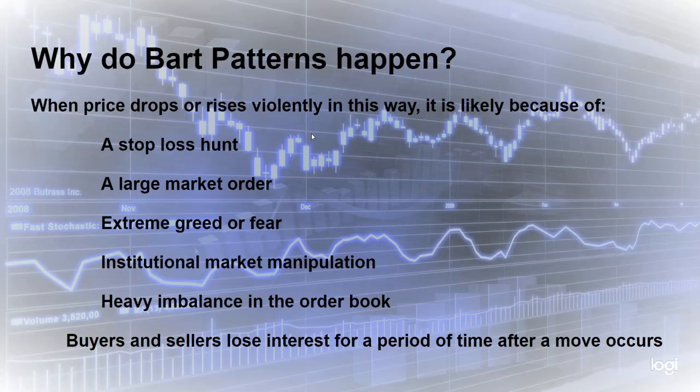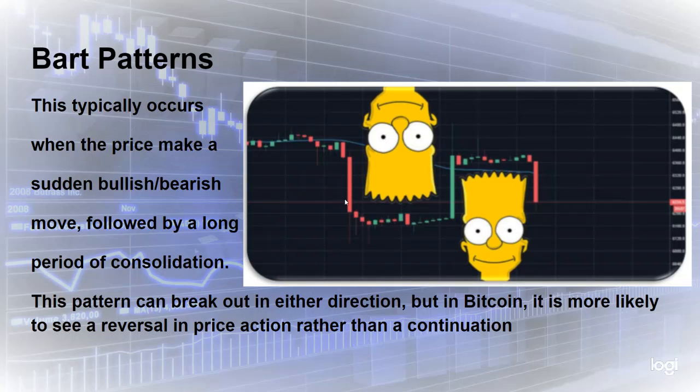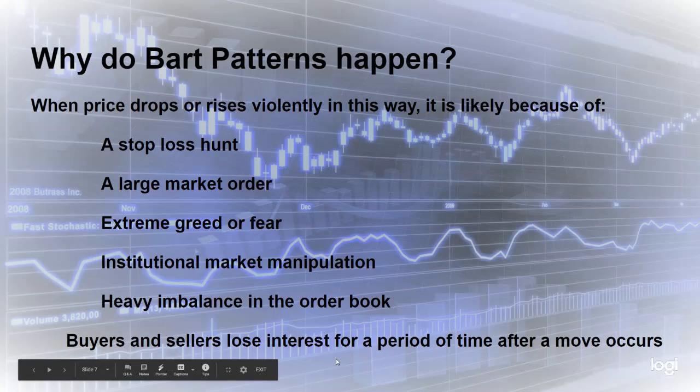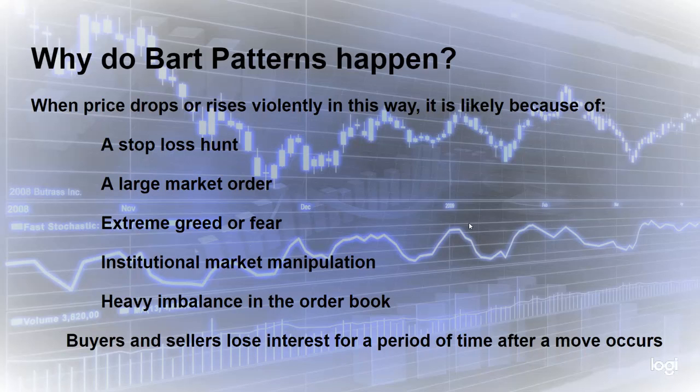So why do Bart patterns happen? When price drops or rises violently in this way, it is likely because of a stop loss hunt, a large market order, extreme greed or fear, institutional market manipulation, which is basically a stop loss hunt, or a heavy imbalance in the order book. So when the market makes that big move down or big move up, the buyers and the sellers lose interest in the price at the level it's at.